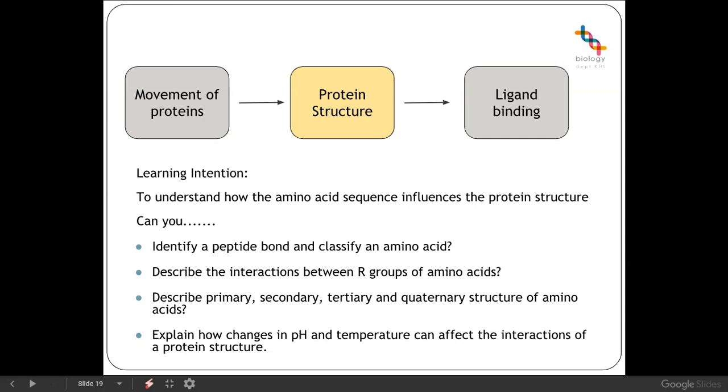So from that, you should be able to identify a peptide bond and classify an amino acid into the 4 groups, describe how the interactions between the R groups of amino acids, describe our 4 levels of structure of proteins, and explain how changes in pH and temperature can affect the interactions of protein structure.